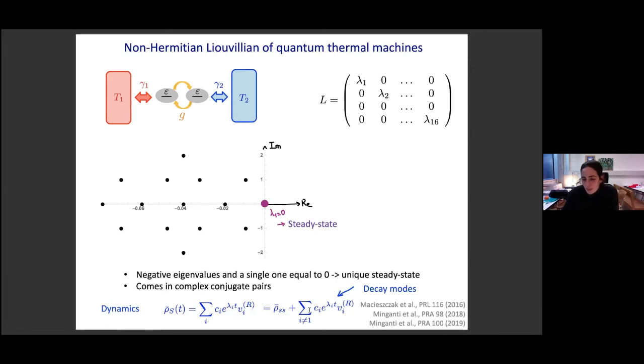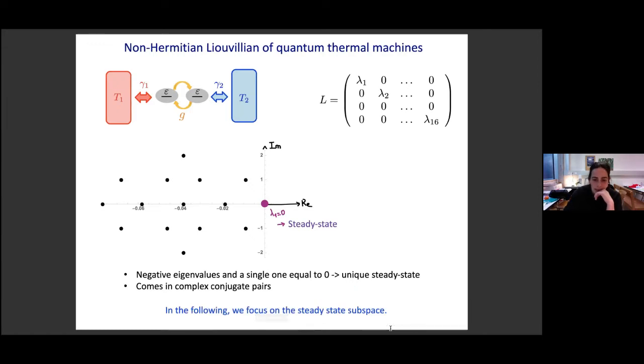This type of decomposition is not new. It was used, for instance, to describe metastability in transient dynamics, for instance, in the first paper that I cite. And it was also put forward in the context of non-Hermitian physics by, in particular, these two papers by Fabrizio Miganti, who is now a postdoc at EPFL.